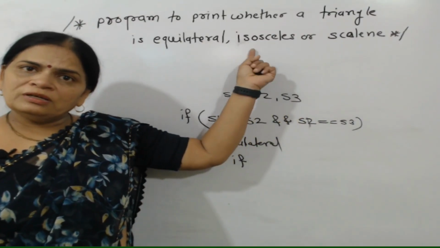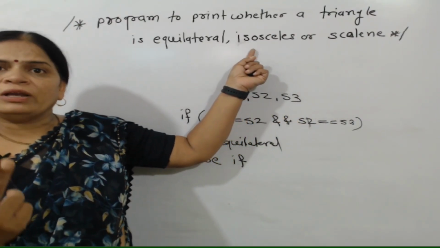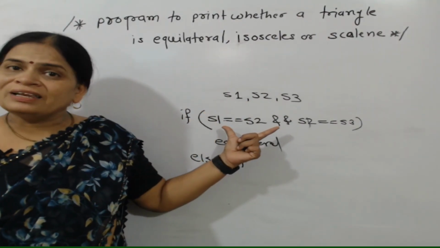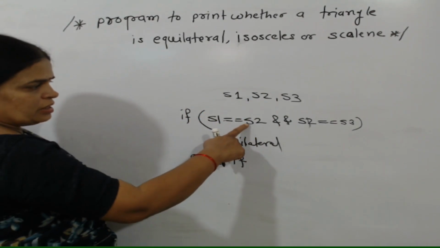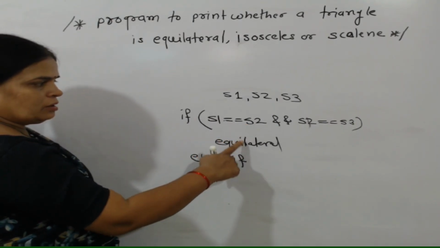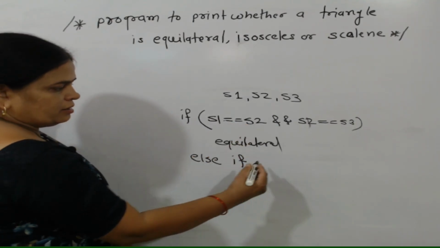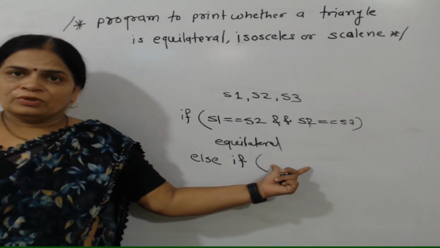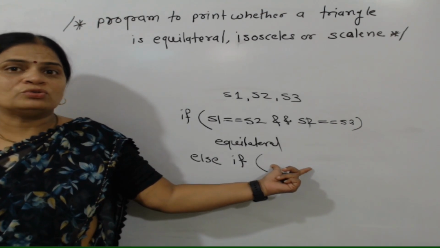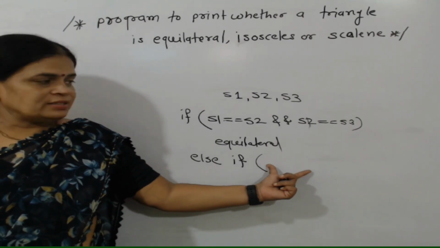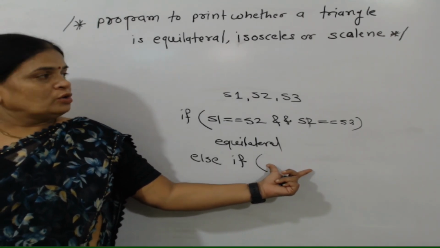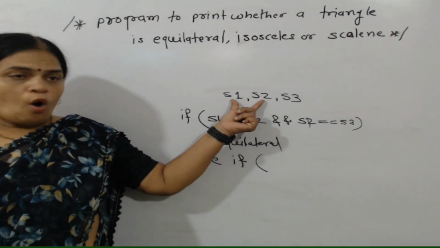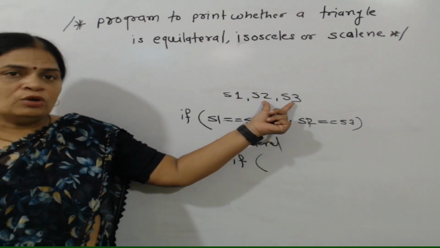Out of three, the computer has to choose only one condition or one type of value. Therefore we will be using the ladder if statement. If this condition is not true, that means the triangle is not equilateral, then the second condition will be for the isosceles triangle. How can you say that a triangle is an isosceles triangle? Here you have to compare whether S1 equals S2 or S2 equals S3 or S1 equals S3.